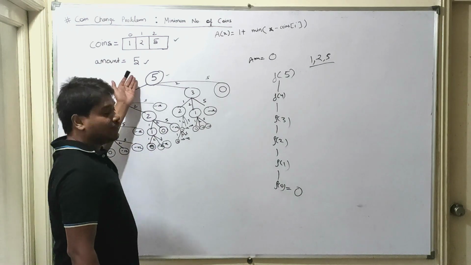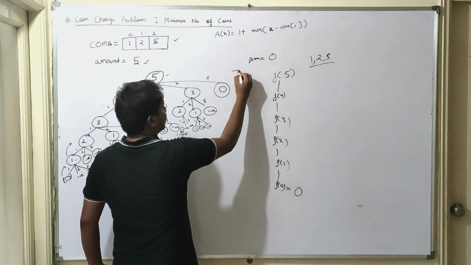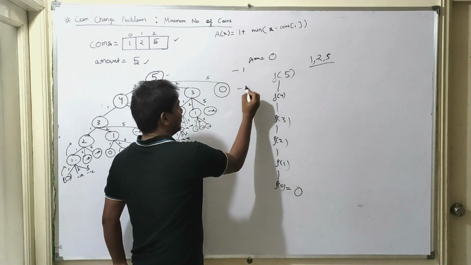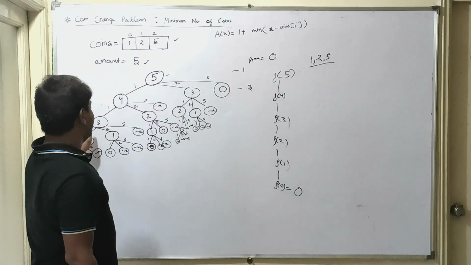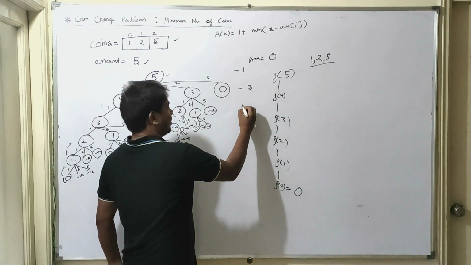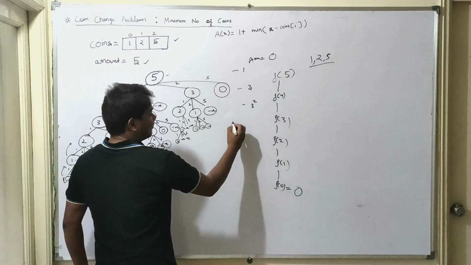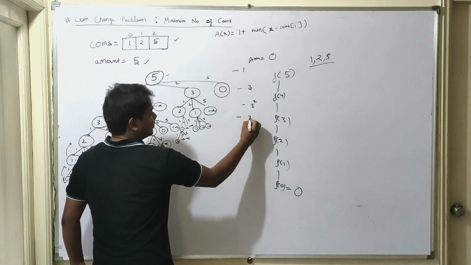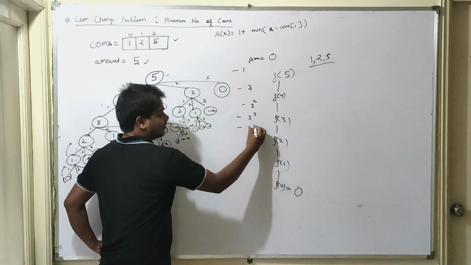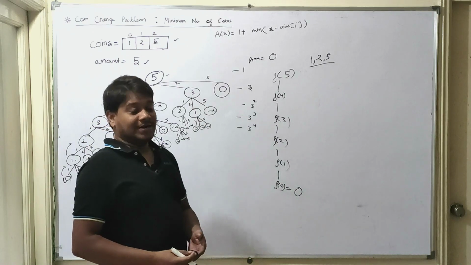Okay, so what would be the time complexity in this case? See, how many nodes are there? 1. How many nodes are there in the second level? 3. How many nodes are there in the third level? Approximately 3 square. Then again in the fourth level it is 3 cube, then in the fifth level 3 power 4. Okay, so what would be the time complexity in that case?